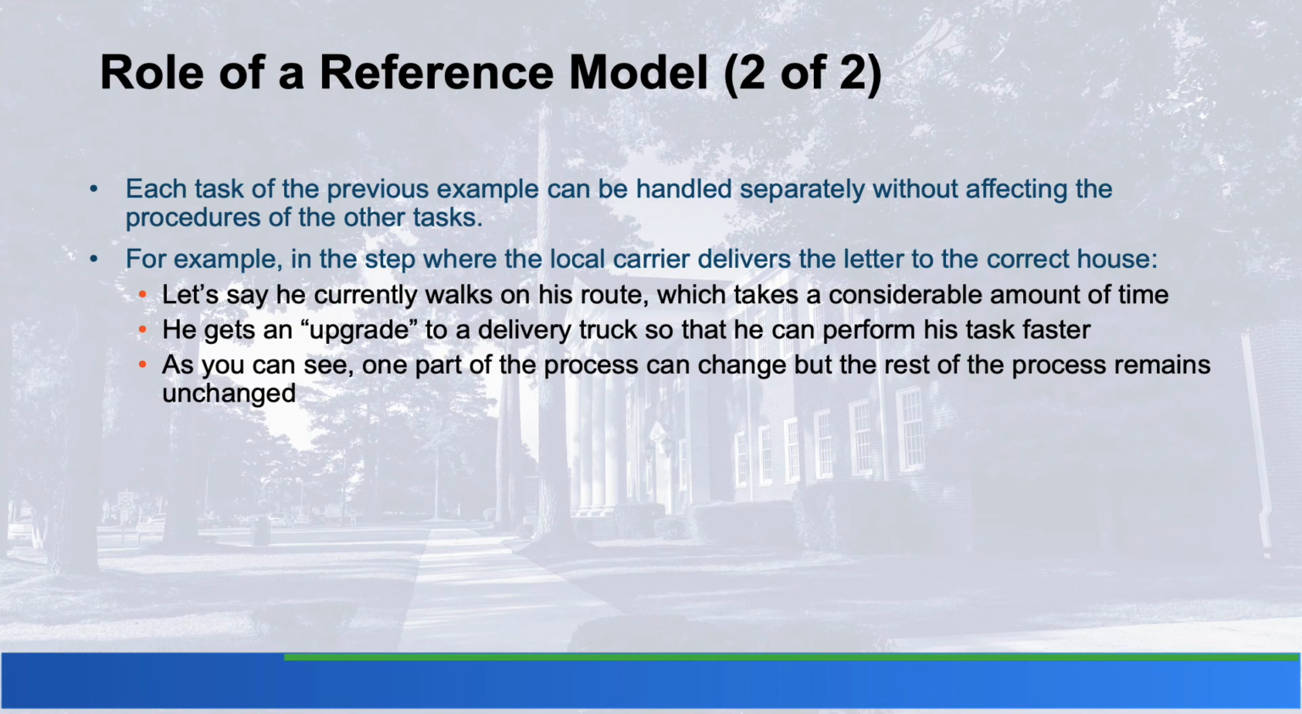One of the things that you need to realize about the OSI reference model is that each task of the previous layer can be handled separately without affecting the procedures of other layers. For instance, one of the layers that we have is an application layer. And programmers typically work at the application layer when they write their software. But we also have a lower layer called the network layer. The network layer consists of routers.